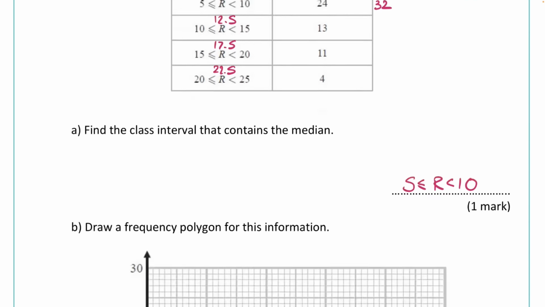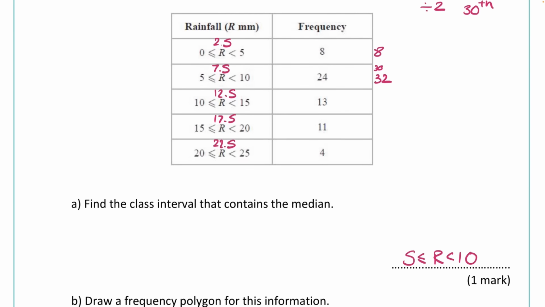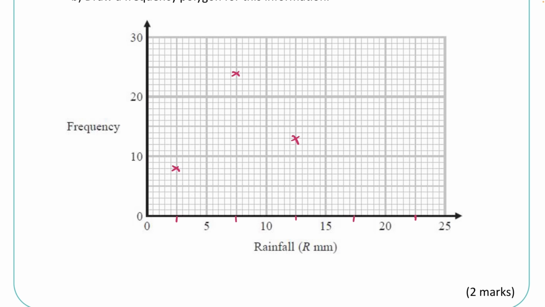So 8, 24, and 13, we would have 8, 24, 13. Just make sure that you check the scale to make sure that each square represents 1 or otherwise. Then we have 11 and 4. So 11 and 4. From here, we want to join these points up, dot to dot, from left to right, using a ruler and a pencil. We want nice straight lines.